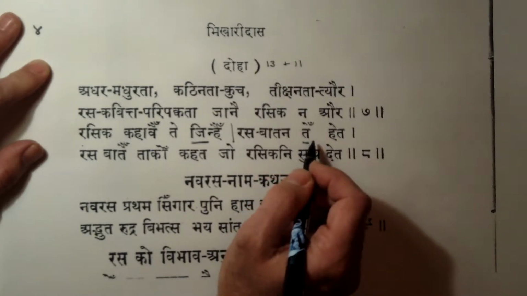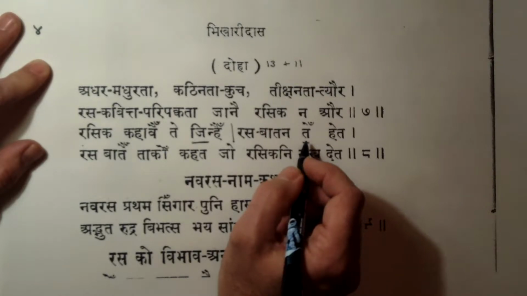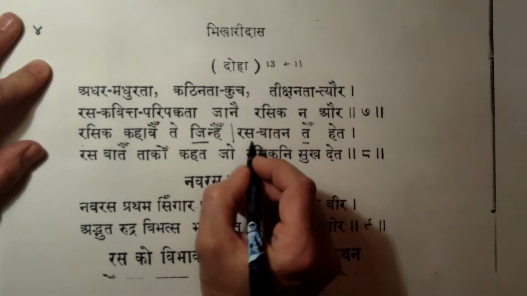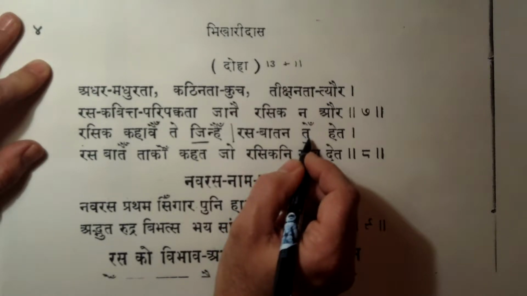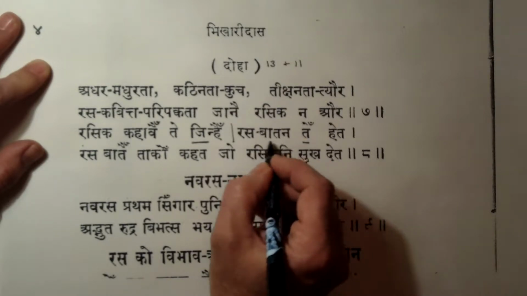It's te. And you'll recall from Snell or from the dictionary that te is like modern Hindi se, from, with, coming from, etc. So rasa batana te. So from or with things.